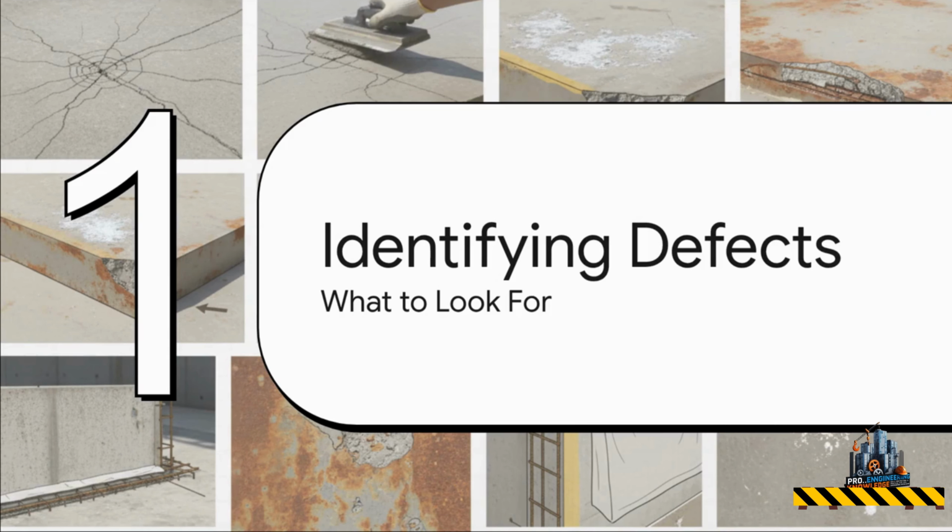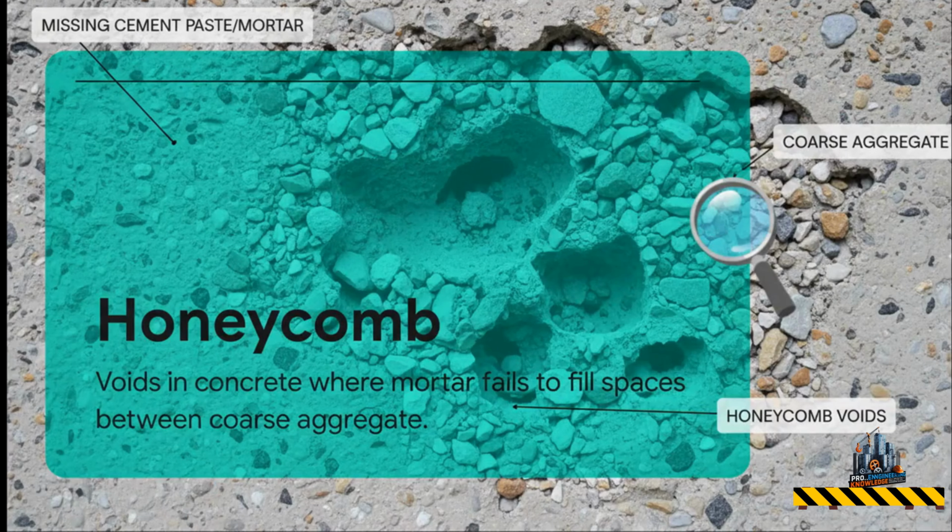Okay, so how do we actually spot these weak links before they turn into a full-blown disaster? Well, let's dive in and start with the usual suspects, the most common defects you're going to come across. First on our list is something called honeycomb. And yeah, you can see exactly why they call it that, right? It leaves this rocky, almost pockmarked surface.